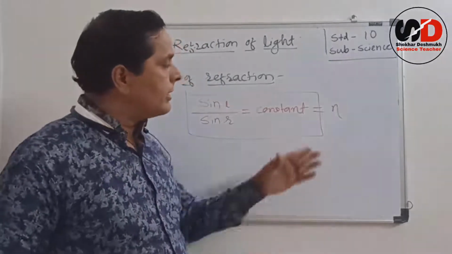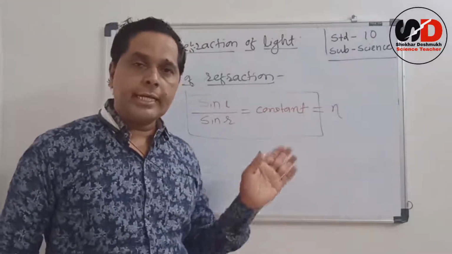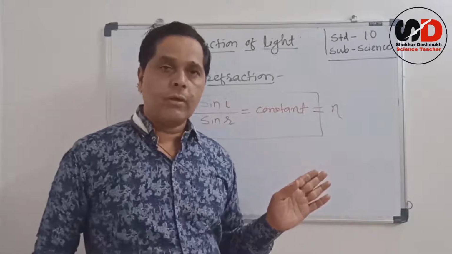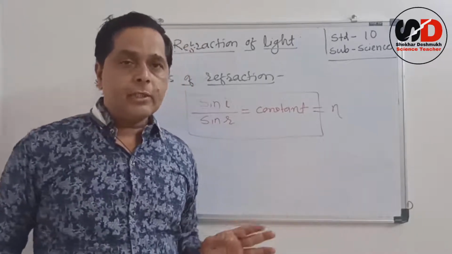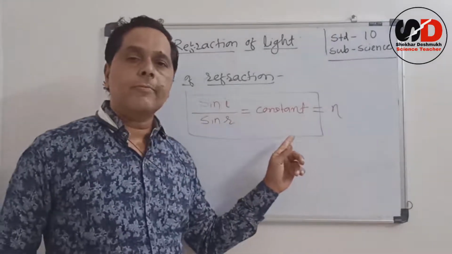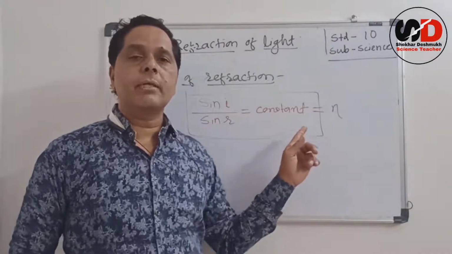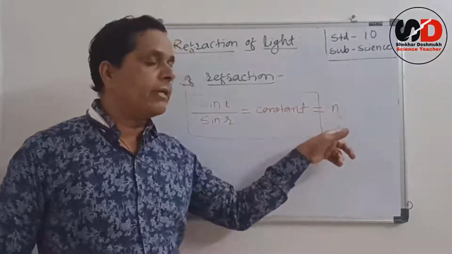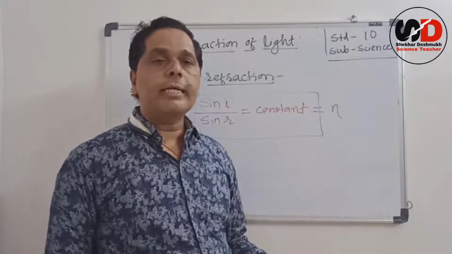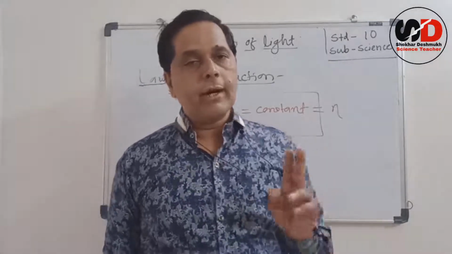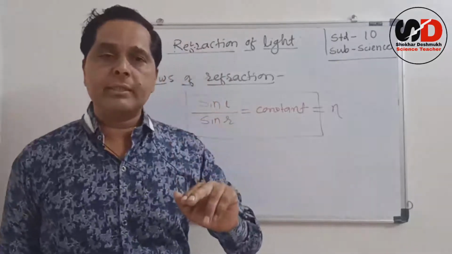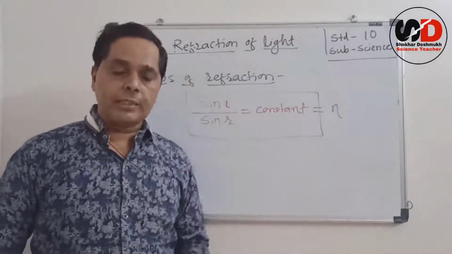Let us calculate this refractive index. This is the second law of refraction. It is also called Snell's law. In Snell's law, it is given that sin i upon sin r is constant, and it is nothing but the refractive index of the second medium with respect to the first. So, for calculating the refractive index, we require two mediums. The refractive index of the second medium is calculated with respect to the first.